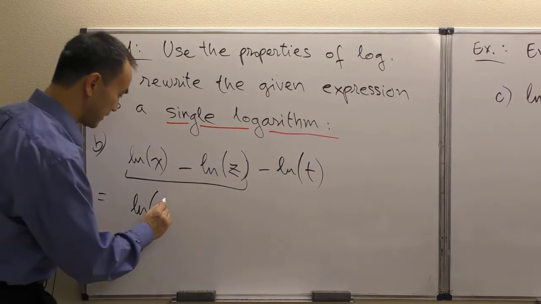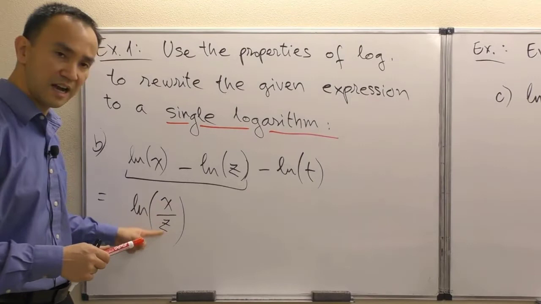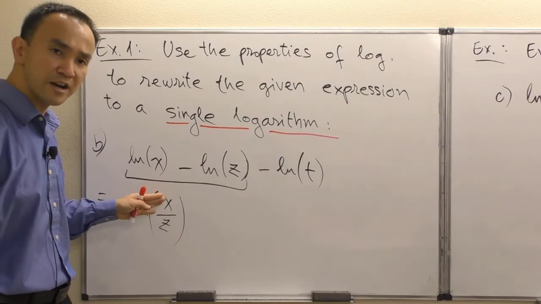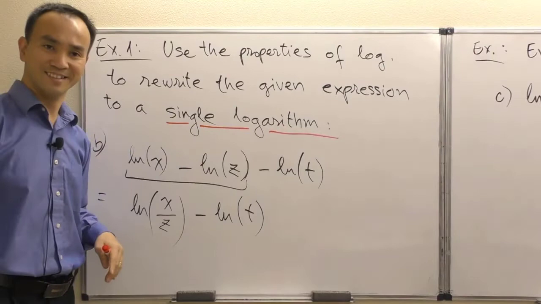Okay. And again, be careful of the order of the subtraction here so that it leads to the correct order in our quotient. So x comes first in the subtraction. x comes in the numerator in the quotient. And then now I'm going to subtract natural log of t. And so now all of a sudden we realize, after grouping the first two terms from the left to the right, we're down to something like this.